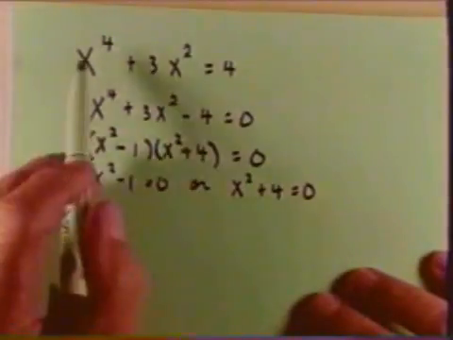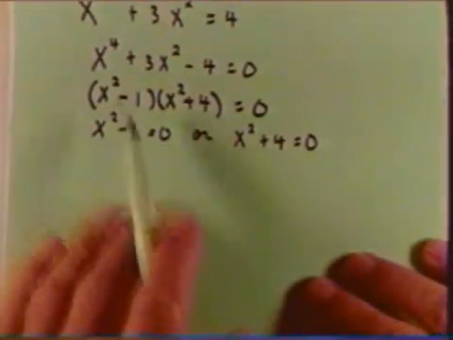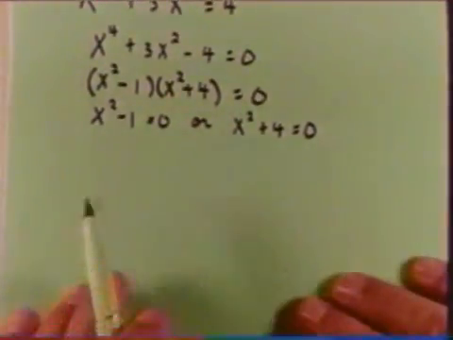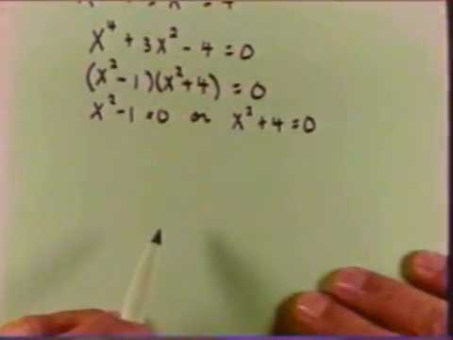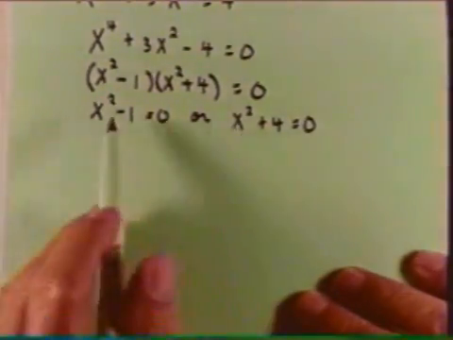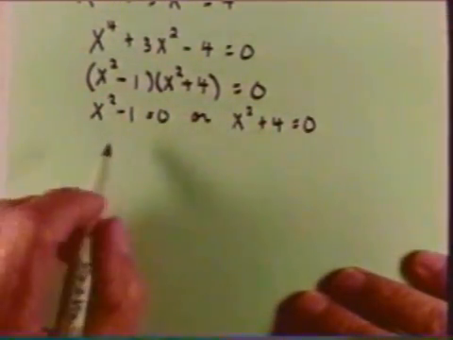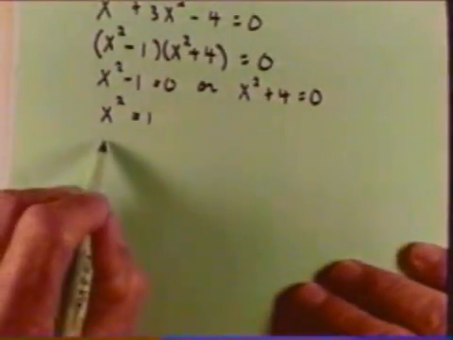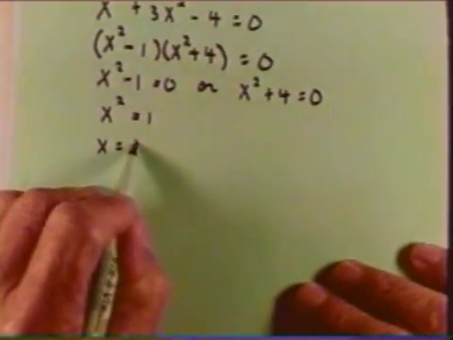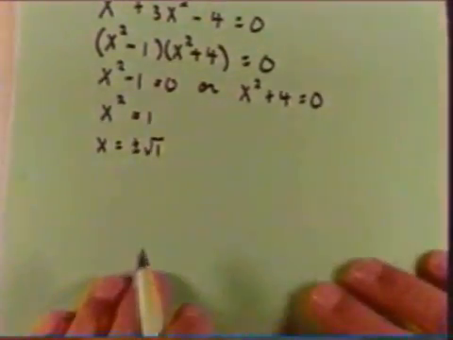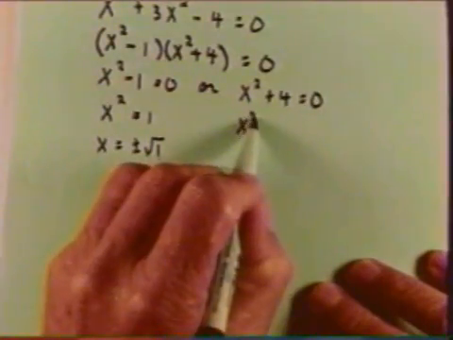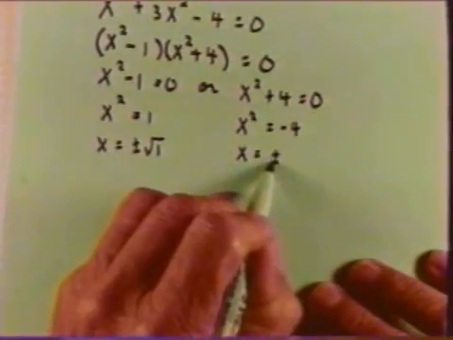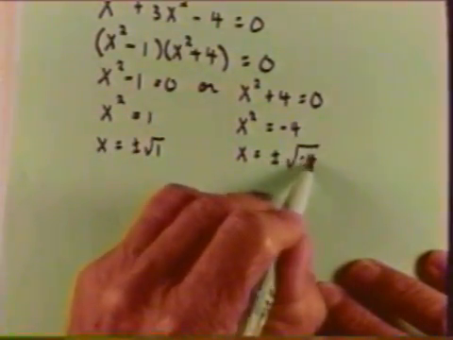So I started with a fourth degree. By factoring, I got down to two second degree equations, or two quadratic equations. I can use the principal root method to solve these two. I can get x squared is equal to 1, so x is equal to plus or minus the square root of 1. Over here I can get x squared is equal to a negative 4, so x is equal to plus or minus the square root of negative 4.